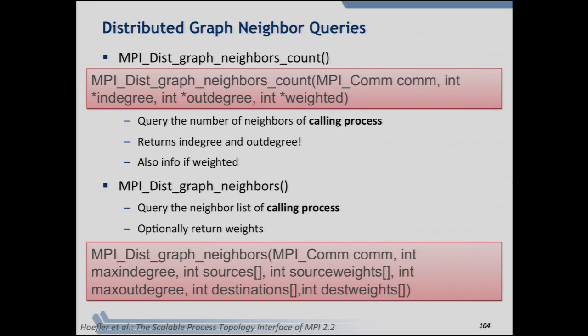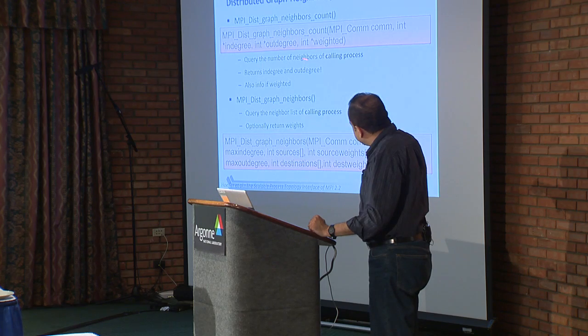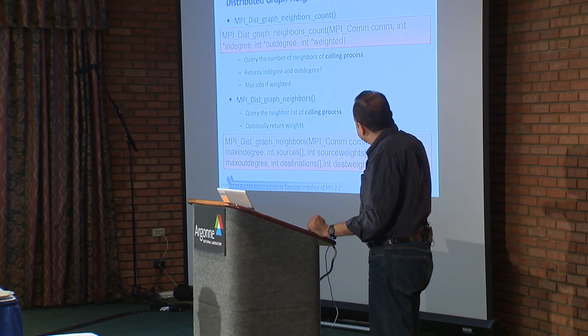Then there are some query functions available. That is MPI distgraph neighbors count. So for the calling process, how many neighbors does it have, both sending data to it and the ones it is sending data to? So you can query that, and then you get the in degree and the out degree. And this just gives the number of processes.